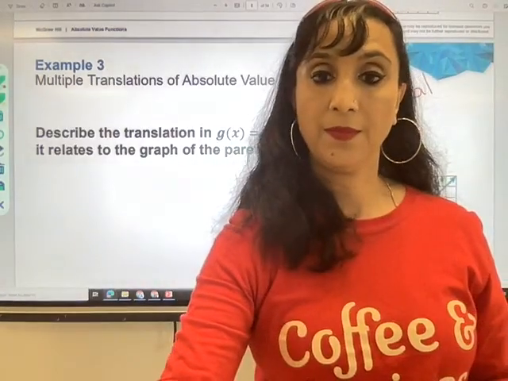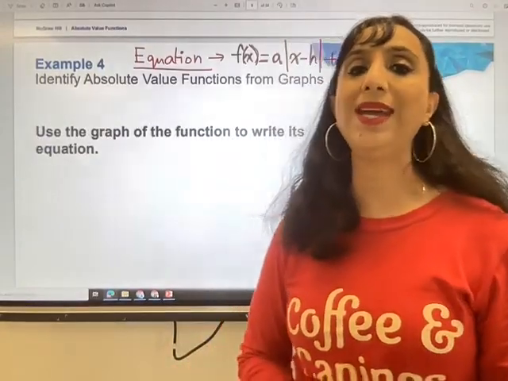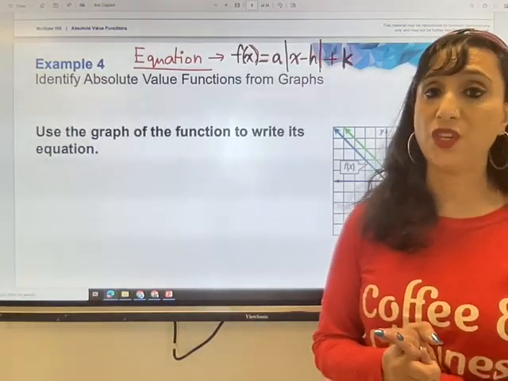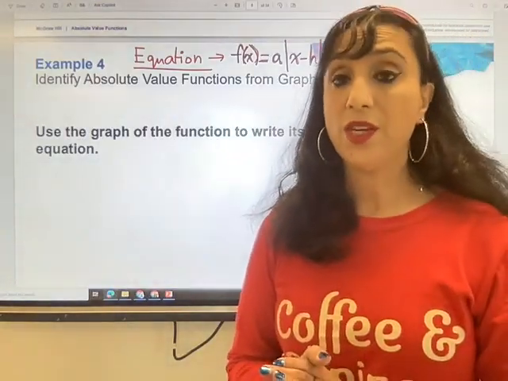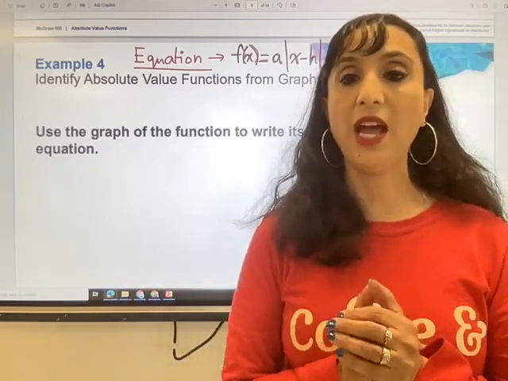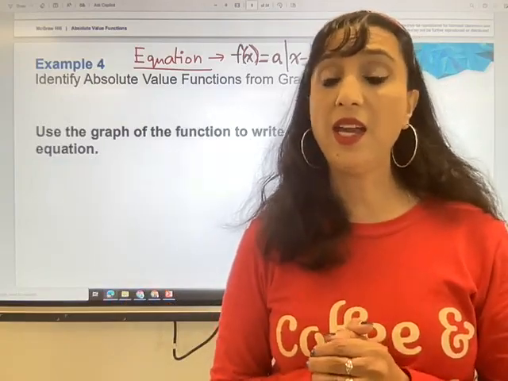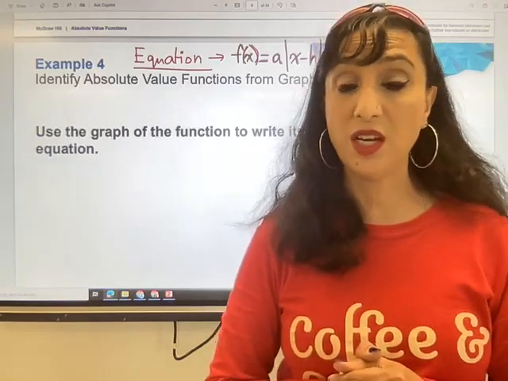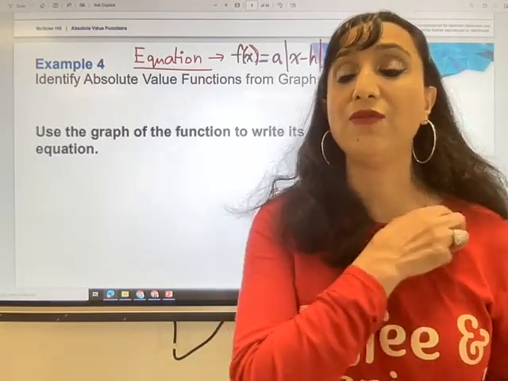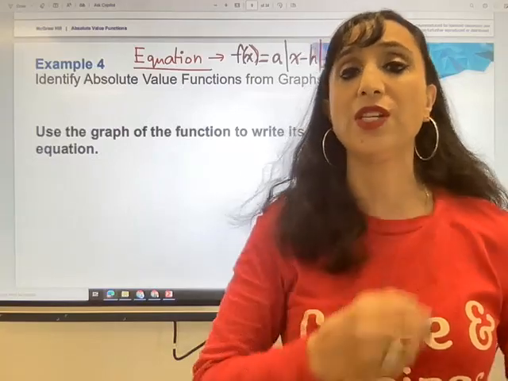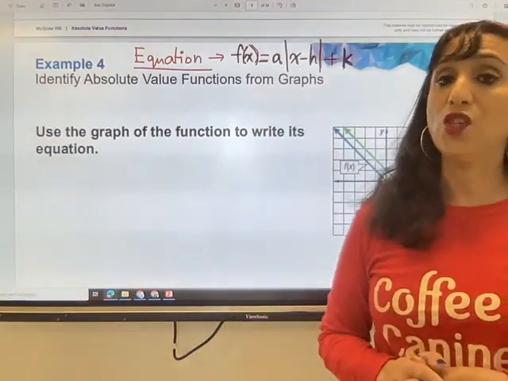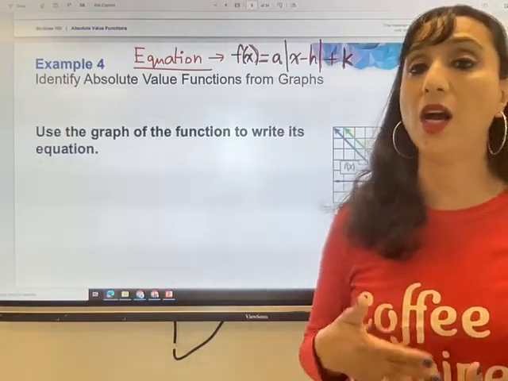So now what we are going to do is use the graph that is provided to us of the absolute value function, and write an equation for it. So first thing, please remember, you need to see whether the graph is shifting right or left, which is a horizontal shift, and then if it is moving up or down, which is a vertical translation. So the equation for an absolute value function is f of x is equal to a absolute value of x minus h plus k. So please remember, a, h, and k are the constants.